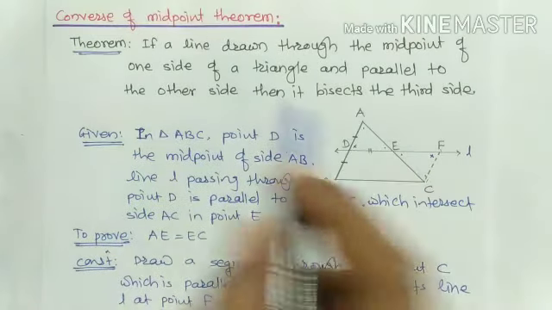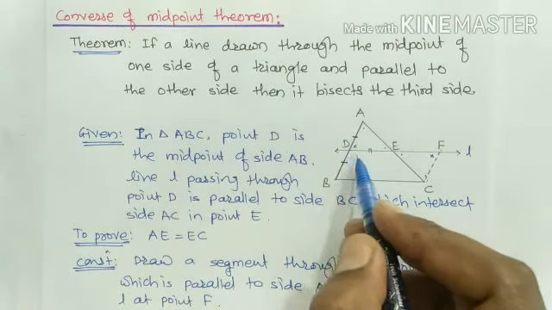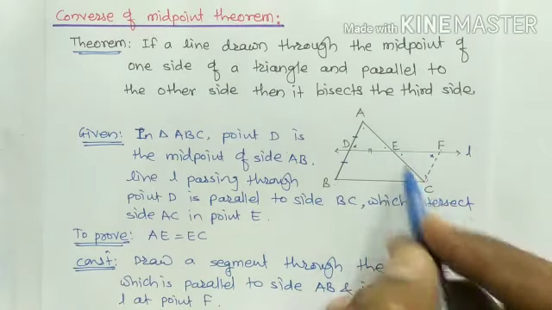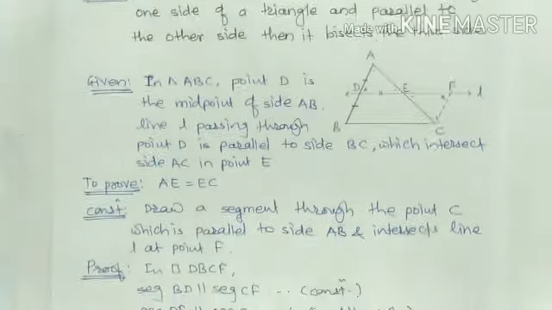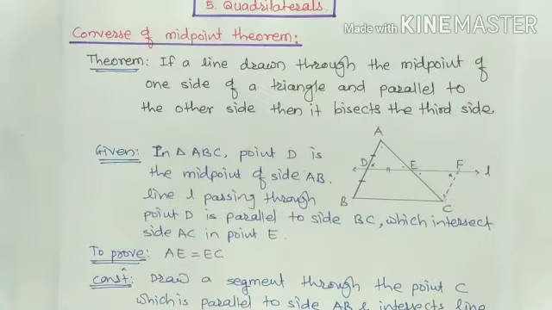Here, if a line drawn through the midpoint of a side of a triangle is parallel to the other side, then it bisects the third side. In this way we prove this converse of the midpoint theorem.